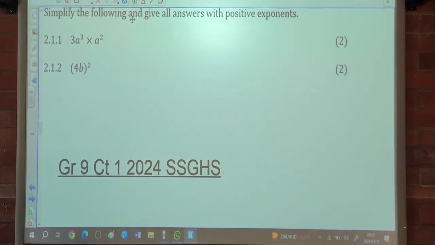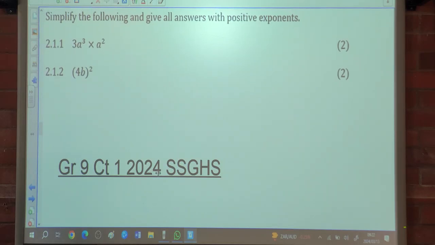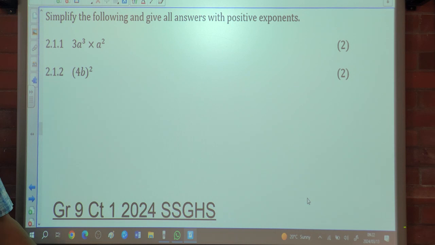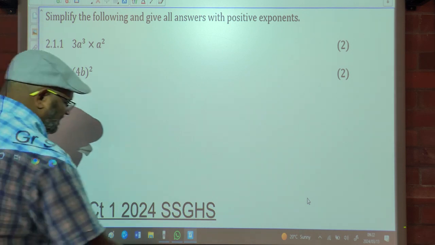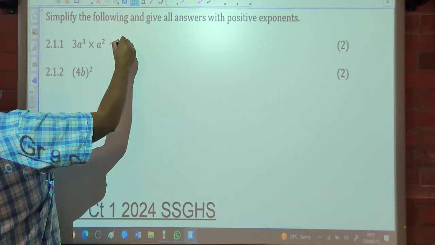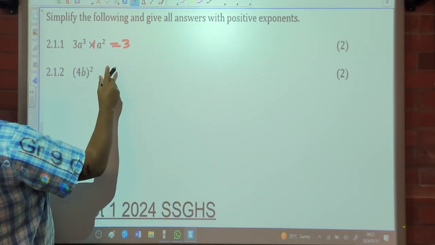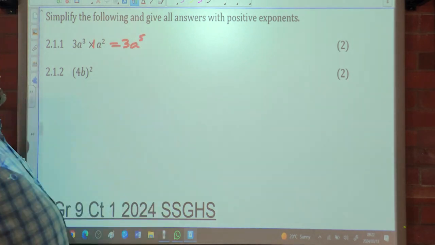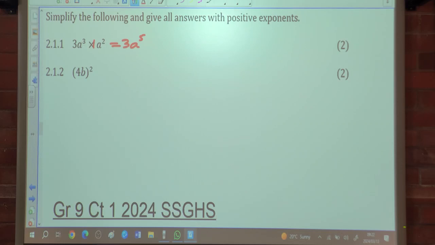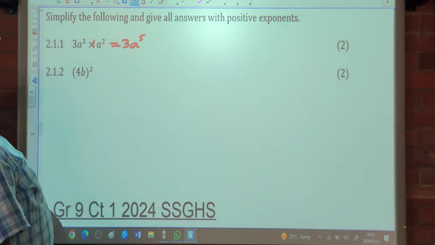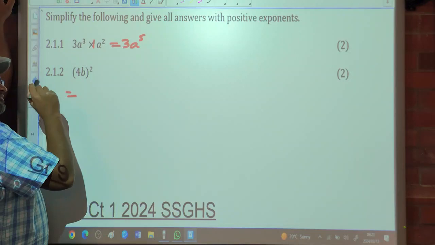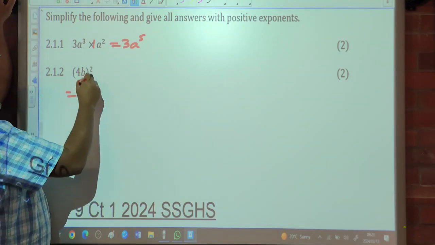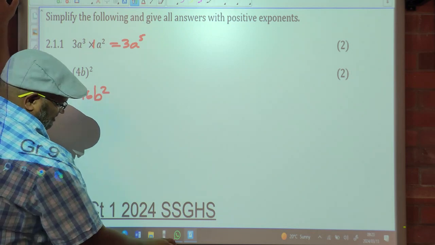Right, question 2.1. Simplify the following and give your answer with positive exponents. First one, straightforward. 3a cubed multiplied by a squared. 3 times 1 is 3, not 4. A squared times a cubed is a to the power 5. Some papers were marked 4a to the 5. Then 4b all squared. It's going to be 16. 4 squared is 16, b squared. Okay.